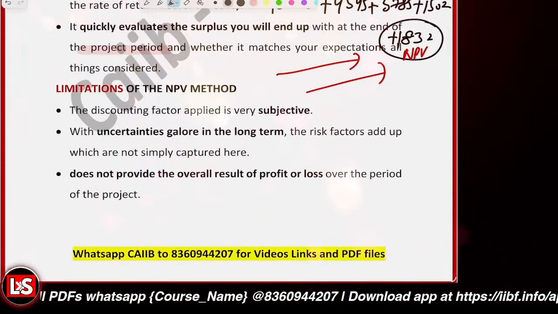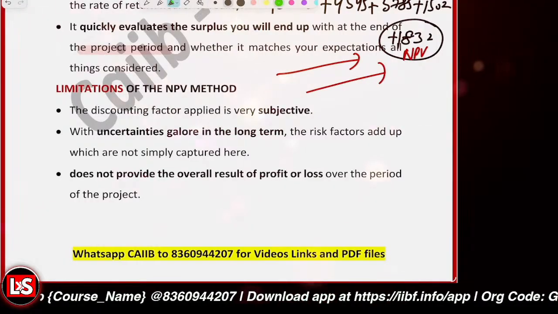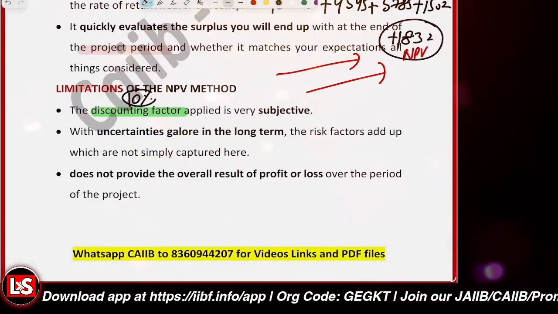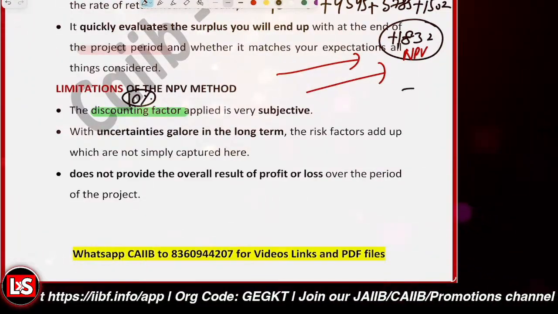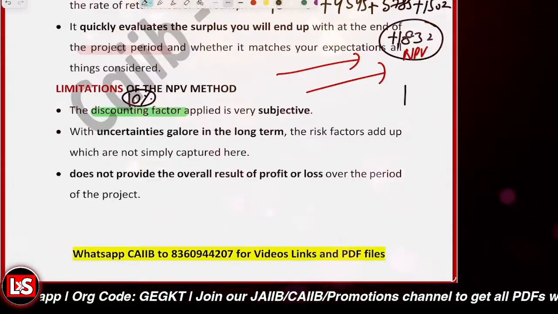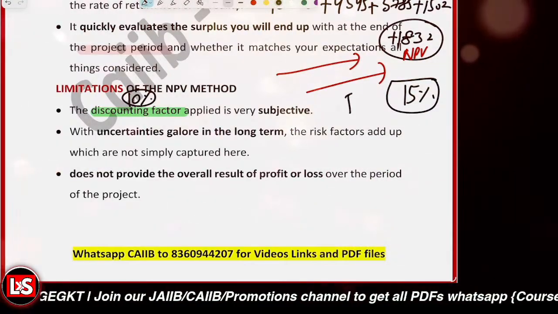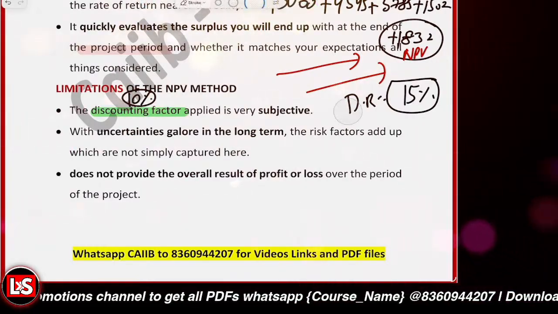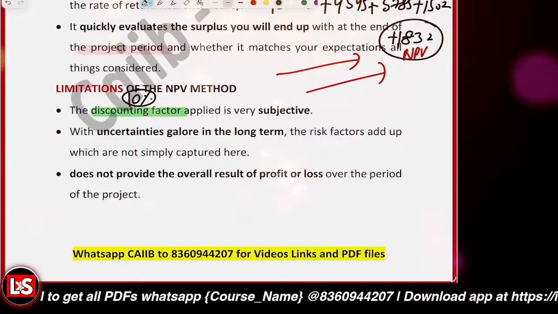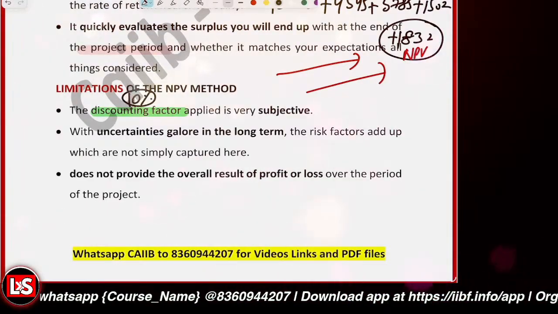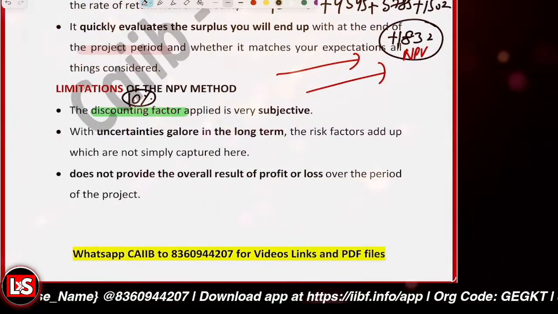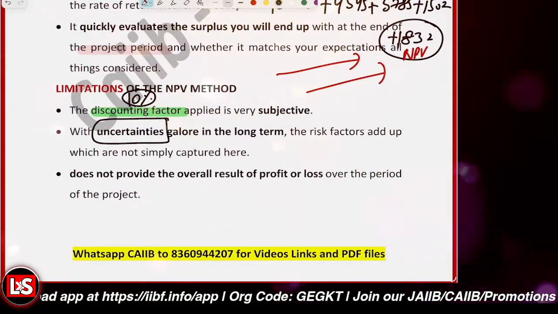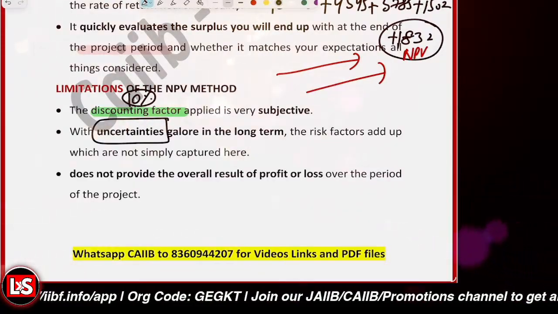Okay. And what are the limitations? First of all, you apply a discounting factor. Now we consider the discounting rate to be 10%, and we are finding it positive. Let's say we consider the discounting rate to be 15%. Now, with a discounting rate of 15%, it will be red. NPV will come out negative. So it all depends upon the assumptions. You take so many assumptions about the cash flows, the discounting rate, everything. So it's like estimating the future. It may be inaccurate.